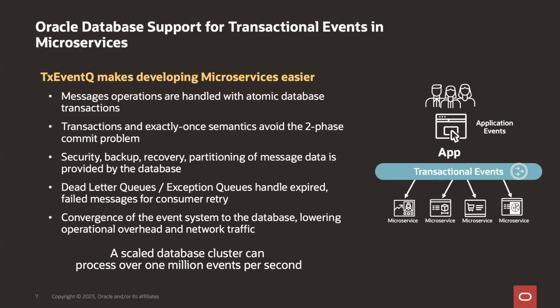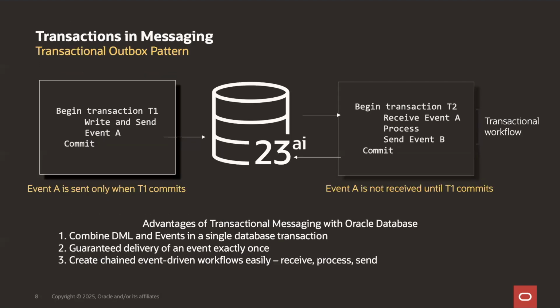This convergence of the event system to the database may also lower your operational overhead and network traffic by allowing you to eliminate external, costly messaging systems and leverage the Oracle database as both your relational database and event streaming system. Next, we'll look at transactions in messaging and how you can combine the two to solve the two-phase commit problem.